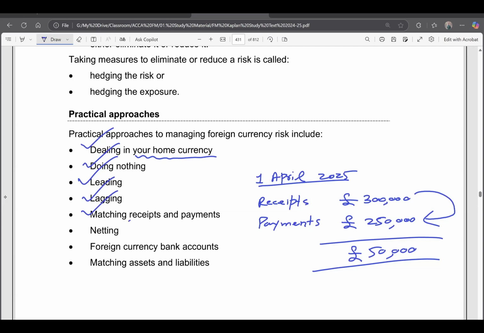So matching the receipts and payments is the other way. Next is netting. Again, all of these are internal approaches, by the way, we discussed. Netting is normally used by multinational companies; they have their own internal netting houses. So what they do, they have a netting house in the central office.